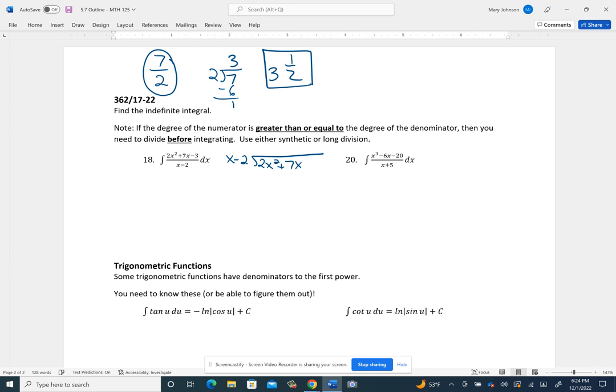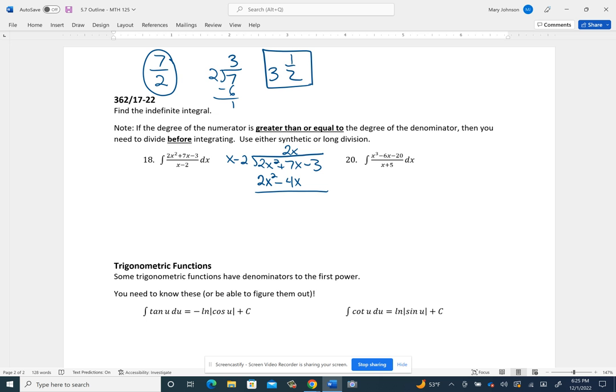Long division is basically just like the long division algorithm you learned way back. So x would go into 2x squared, 2x times. Now I'm going to multiply 2x times x minus 2, so I'm going to multiply back and get 2x squared minus 4x. You usually do this in your pre-calculus class.